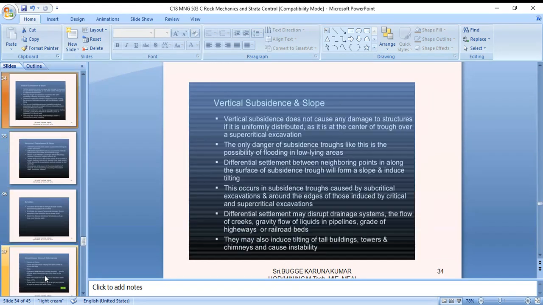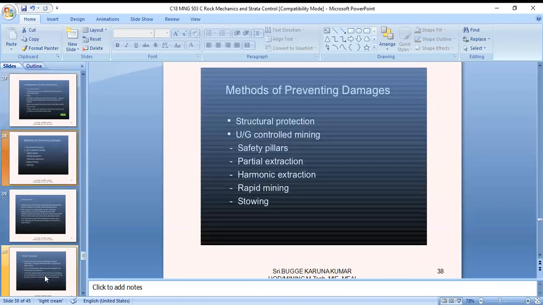To reduce the damage of the surface, these methods are the popular ones: structural protection, underground controlled mining, safety pillars, partial extraction, harmonic extraction, rapid mining, and stowing. So by these methods, we can control the surface damage, which will be good environmentally.